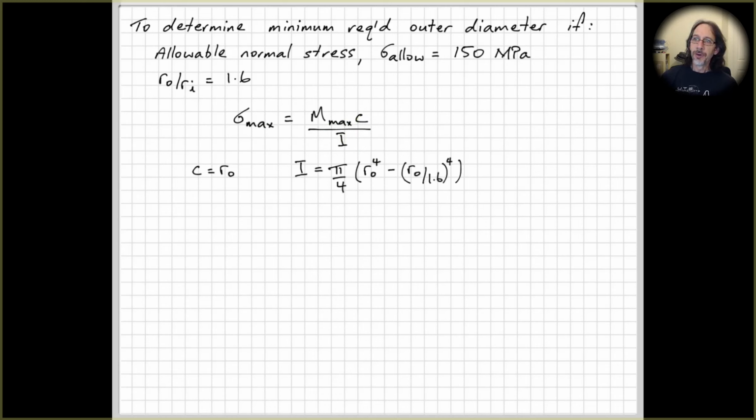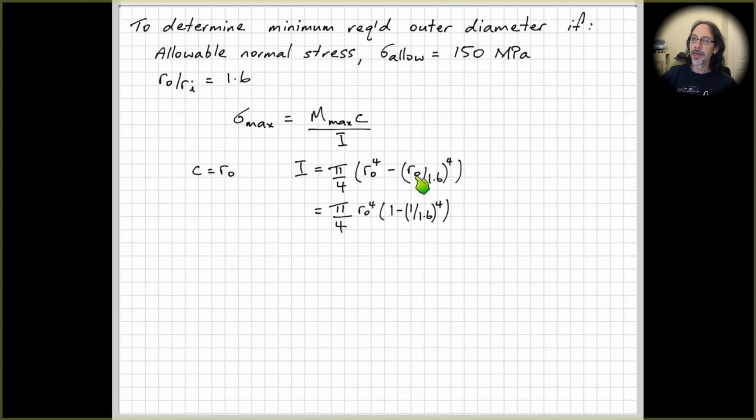As we had before, we just use that same equation for the moment of inertia for the hollow cylinder. So pi over 4 times r naught to the fourth minus the inner radius to the fourth. So the inner radius is just R0 divided by 1.6. So just rearrange this equation here. Hopefully you can see where that's come from, taking R0 outside of the brackets.